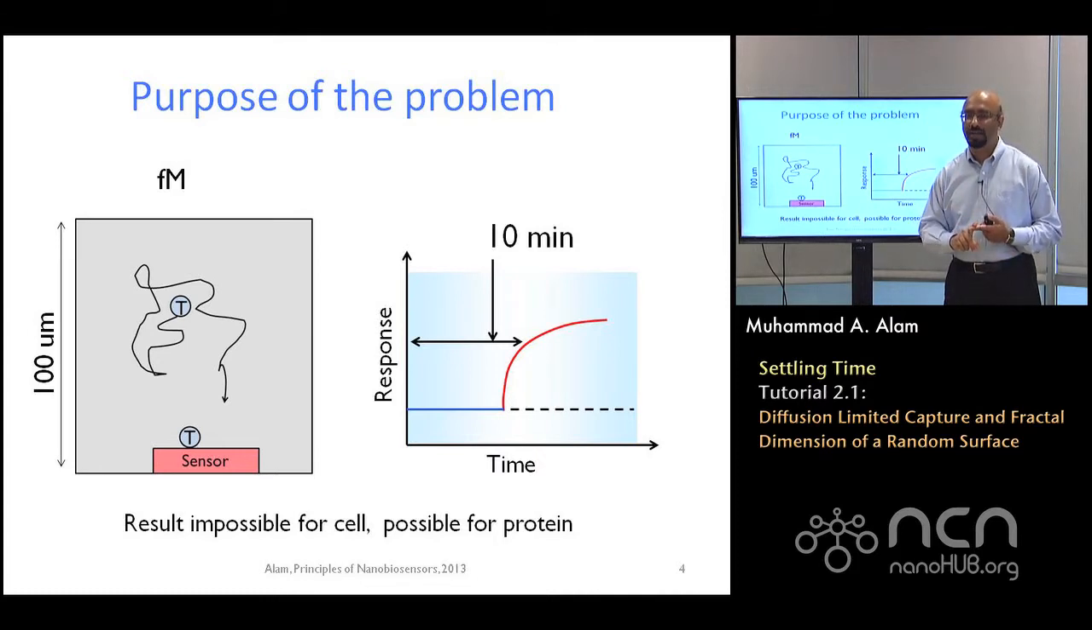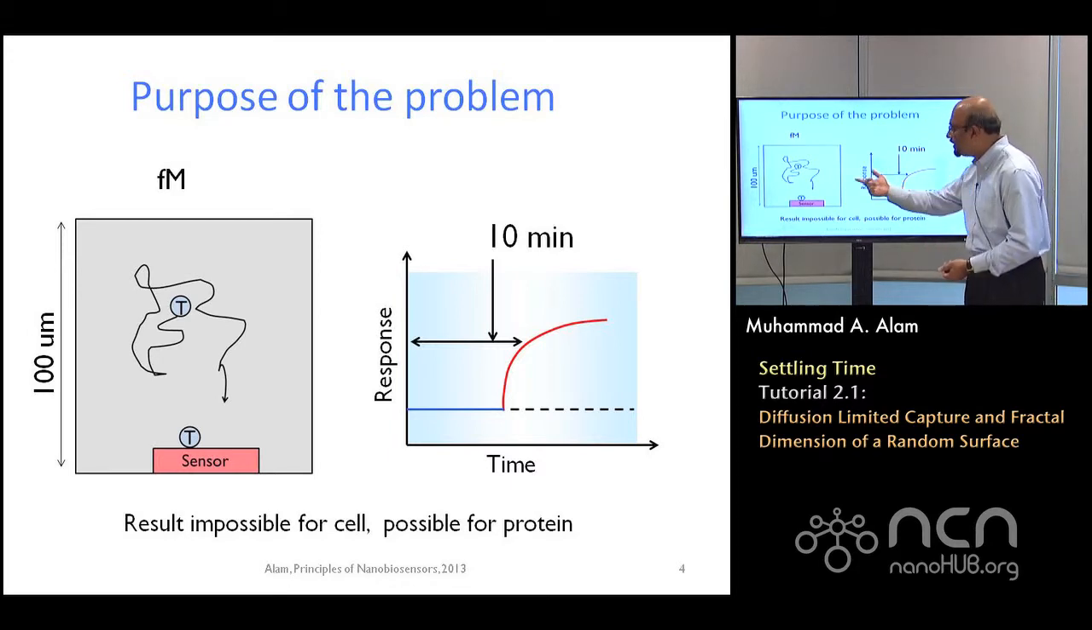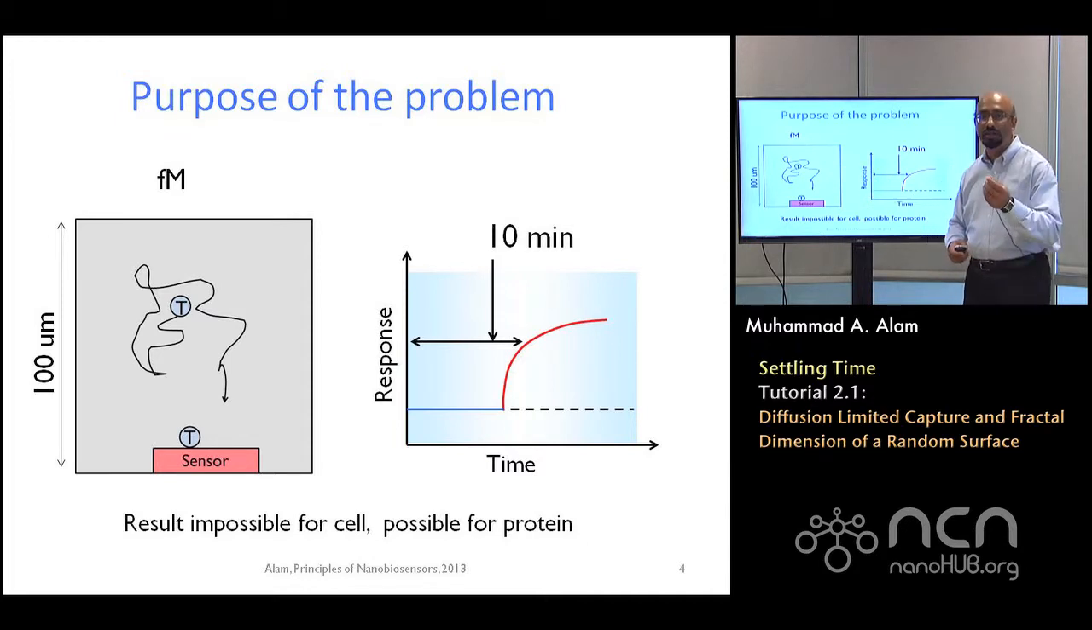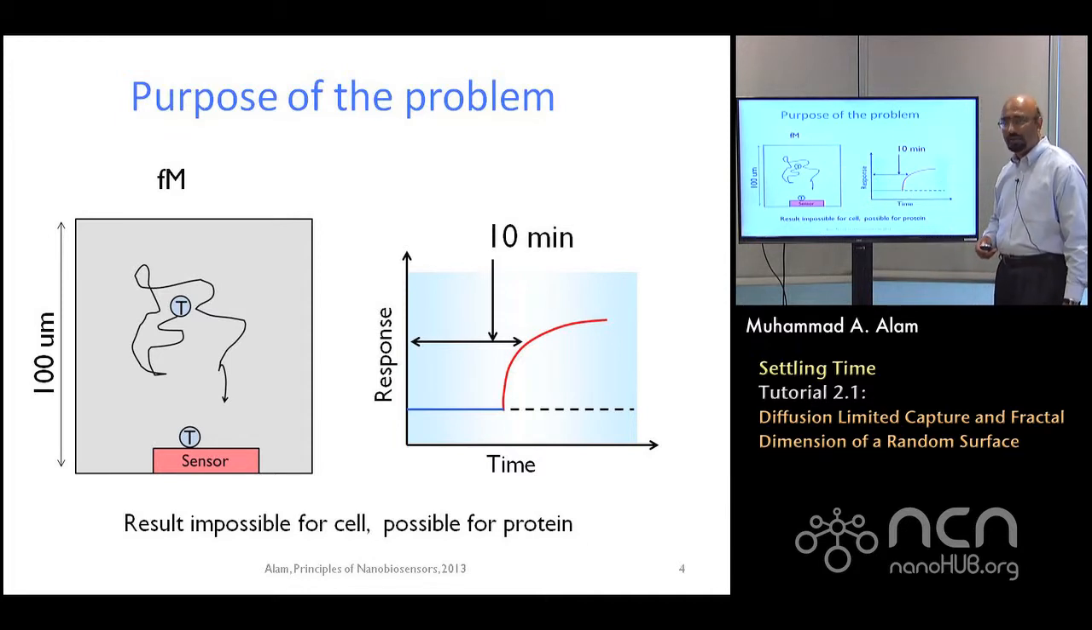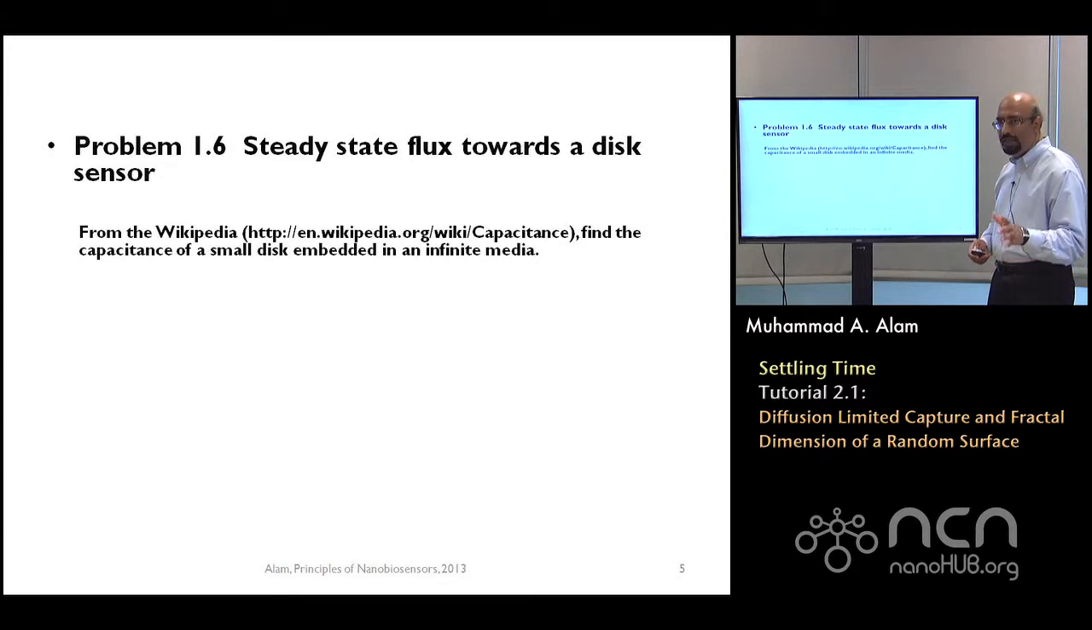This is the back of the envelope thing that one should always do before you read any paper on this field or do any sensor calculation or look at any sensor response. You should always look at where the time starts and do a quick back of the envelope calculation to say whether it's possible or not. That was 1.3. That's why I asked you to calculate the diffusion distance. Very simple, but it was hopefully very important.